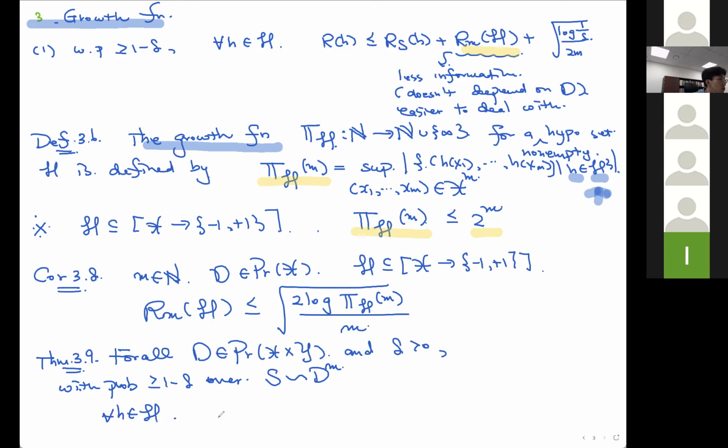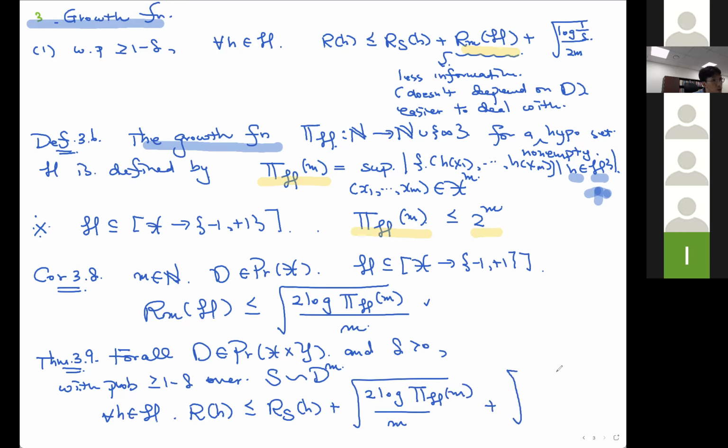For every hypothesis, the risk of h is going to be bounded by the empirical risk of h plus, instead of Rademacher complexity, the quantity that we are given here: the square root of 2 log growth function over m, plus the square root of log 1 over delta over 2m. So that's the statement.